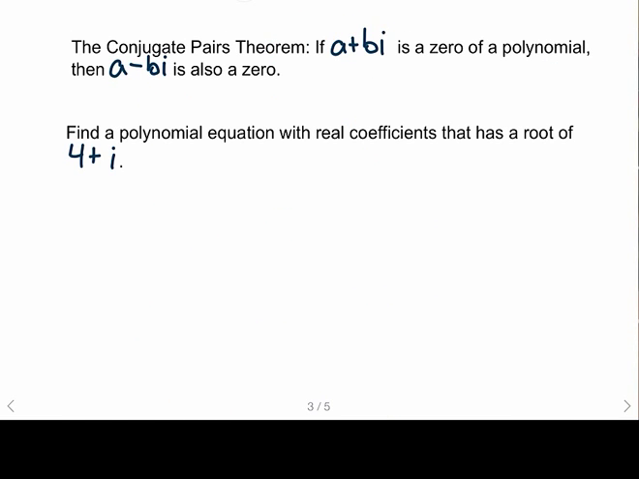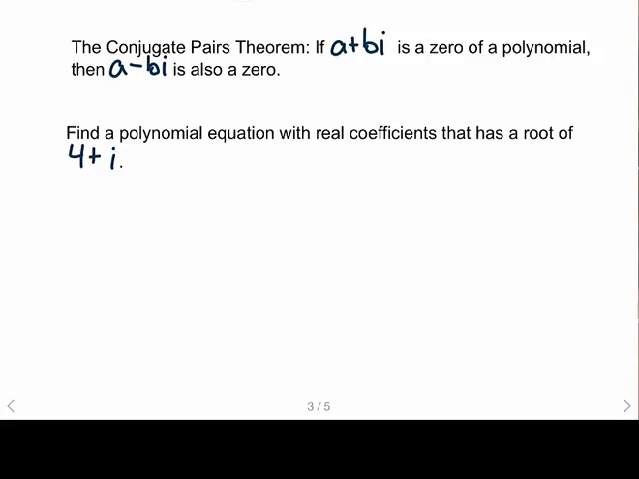Now we get to the conjugate pairs theorem. It basically says that complex zeros come in conjugate pairs. If a plus bi is a zero of a polynomial, then a minus bi is also a zero. There's a proof for this. I'm not going to do it right now. It's in textbooks. I could do it in class. If you really want to, just ask.